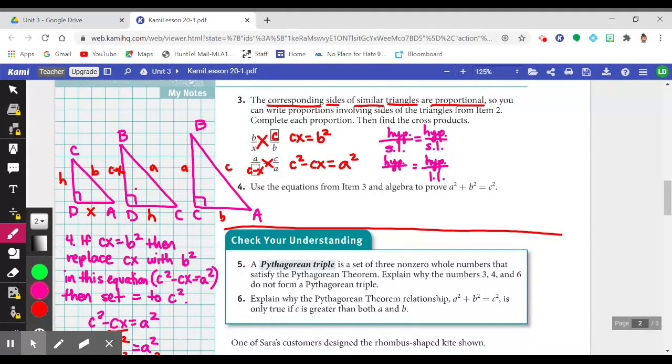Now, technically, we can multiply c times c and get c squared. We can't theoretically multiply c times x, but we can show that we want to. And so we get c times x, which is cx. So then in item 4, it says use the equation from item 3 in algebra to prove that this theorem is actually true. And I should point out that this is the same as this.